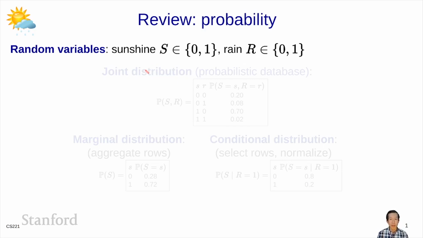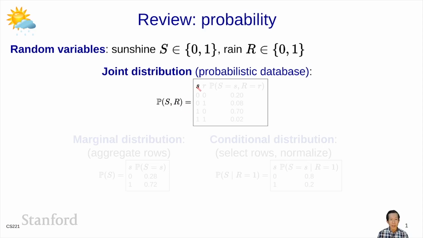using a joint distribution. So the joint distribution over S and R, written P(S, R), is equal to a table, and this table specifies for every possible assignment to S and R a probability associated with it. So for example, the probability of no sun and no rain is 0.2, no sun and rain is 0.08, and so on and so forth.